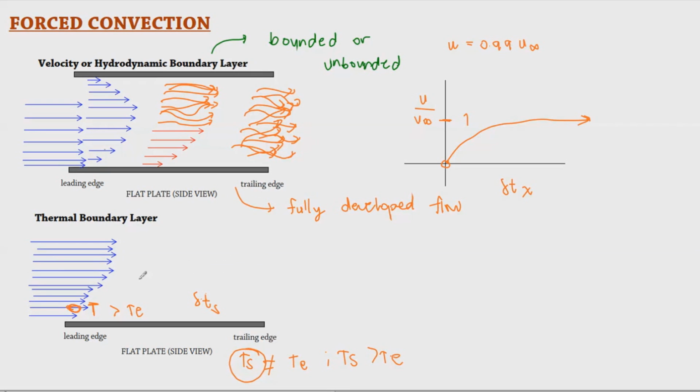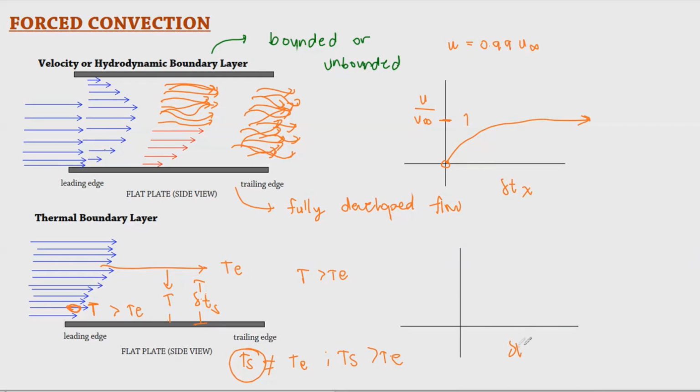So in this case, it behaves something like this. It will have some kind of thickness from the plate, but we're not considering the velocity here, we're considering the temperature gradient. At this point where we already have some kind of free stream velocity, we have TE, but any portion here that is in the region of our thermal boundary layer would be something like T is greater than TE.